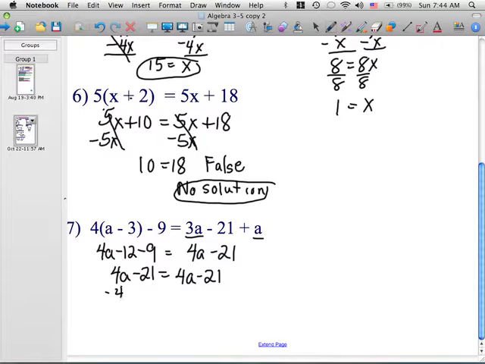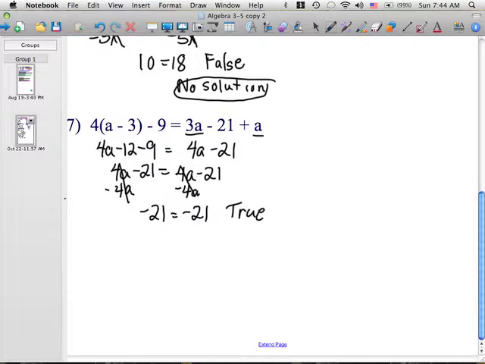Subtract out the 4a, so trying to get the variable on one side. And what happens is we're left with negative 21 equals negative 21, which is a true statement. It's an identity, and that means all the real numbers work. And you can indicate that with the script R.